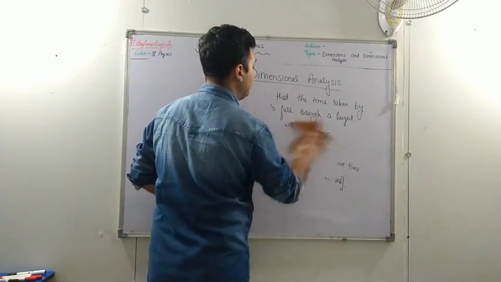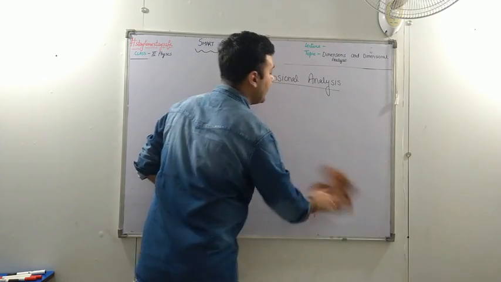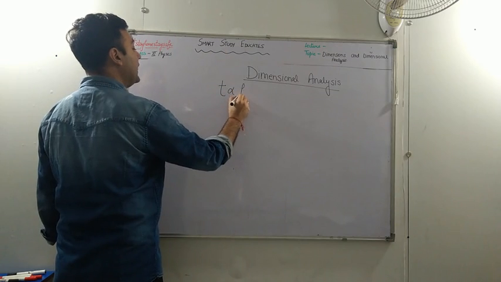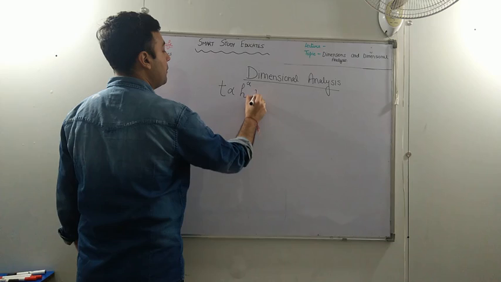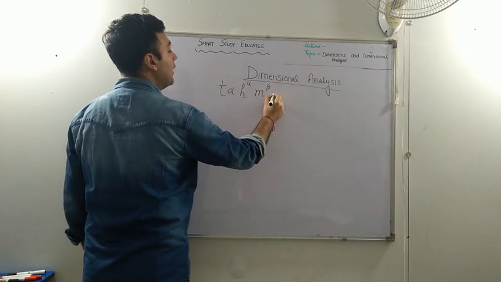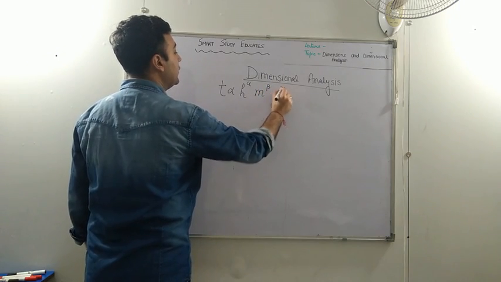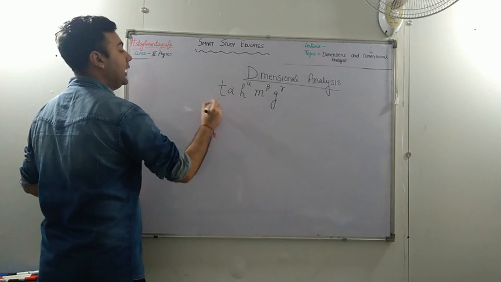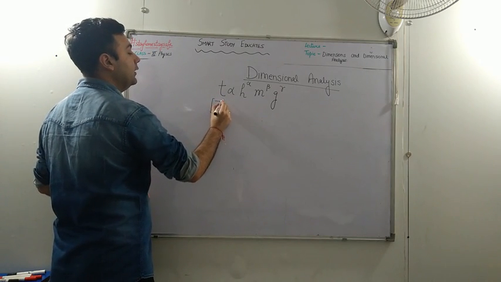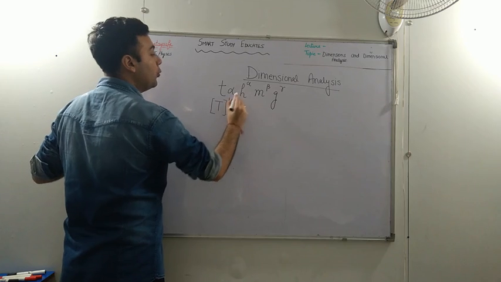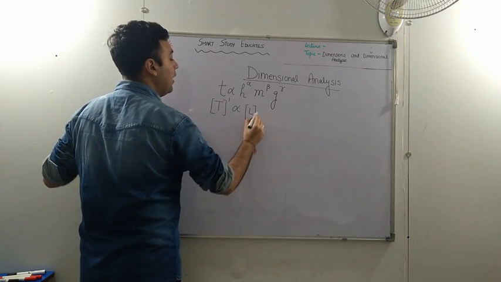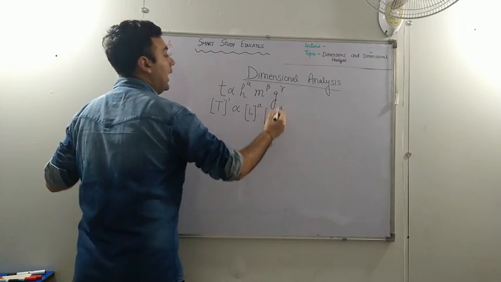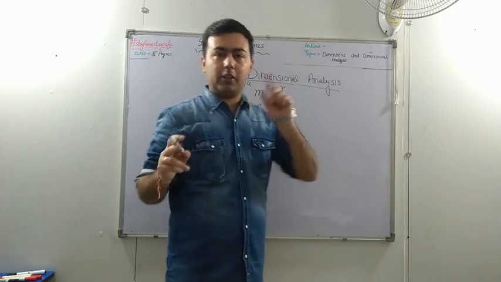Now I write the relation again. Time is directly proportional to height to the power alpha, let's say, mass of the apple to the power beta, and acceleration due to gravity to the power gamma. Now on the left side, the dimensions are of time. So this is T to the power 1, directly proportional to L to the power alpha, mass is M to the power beta, and acceleration due to gravity is meters per second squared.